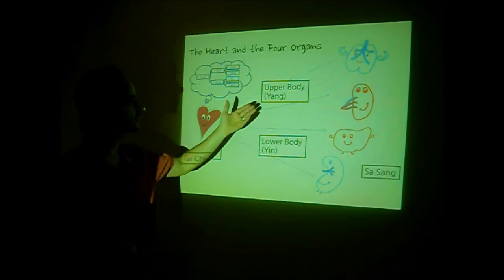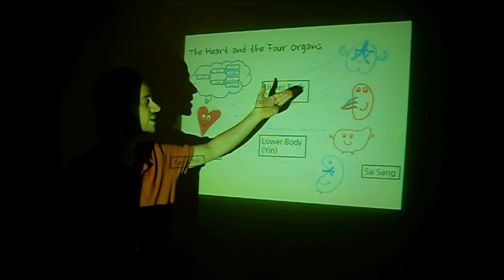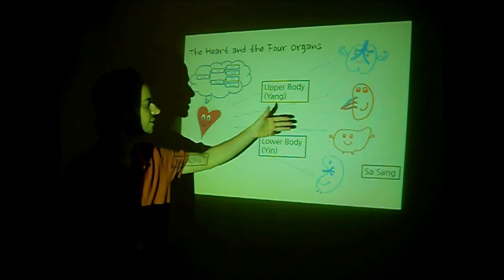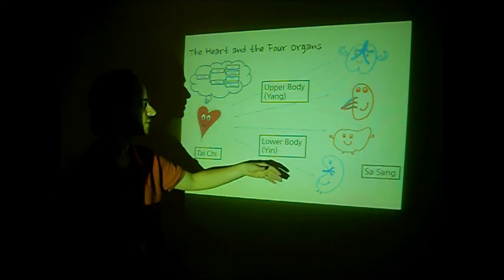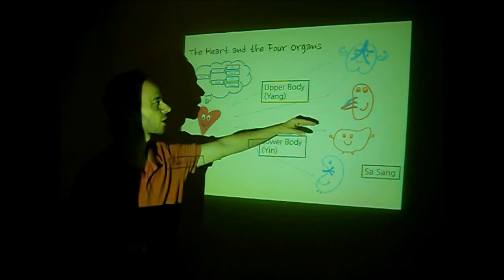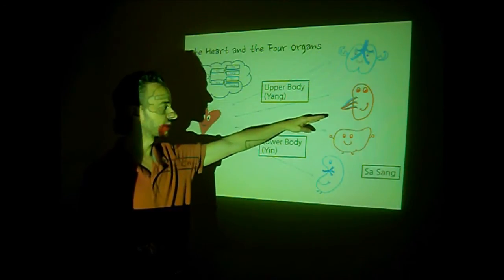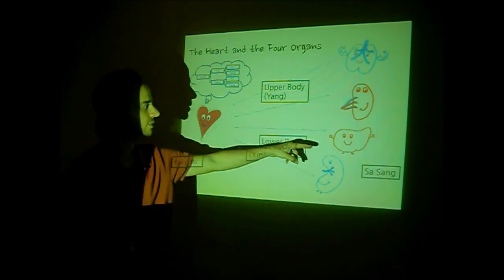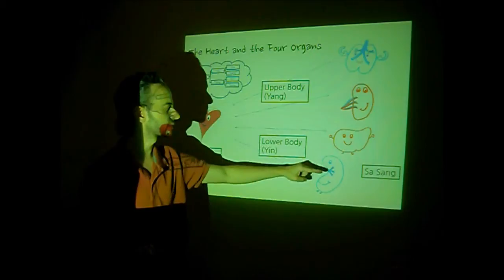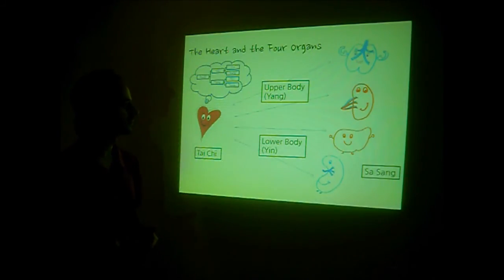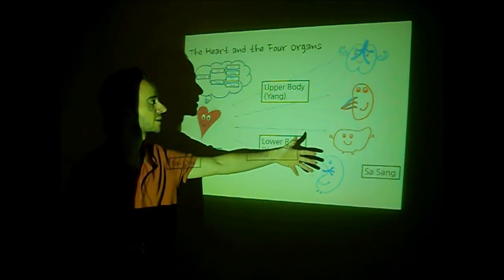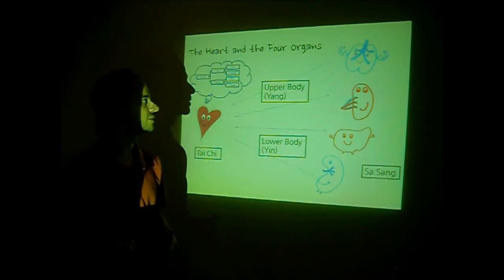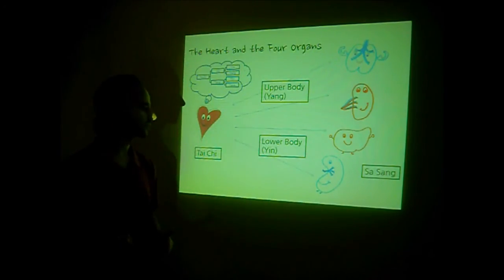The upper body is considered the Yang. You have the lungs and the spleen. The lower body is the Yin, the liver and the kidneys. The Yang types have stronger upper body organs, the lungs and the spleen, and the Yin types have stronger lower body organs, the liver and the kidneys. This is Sasang. The 4 major body types have different stronger and weaker organs.